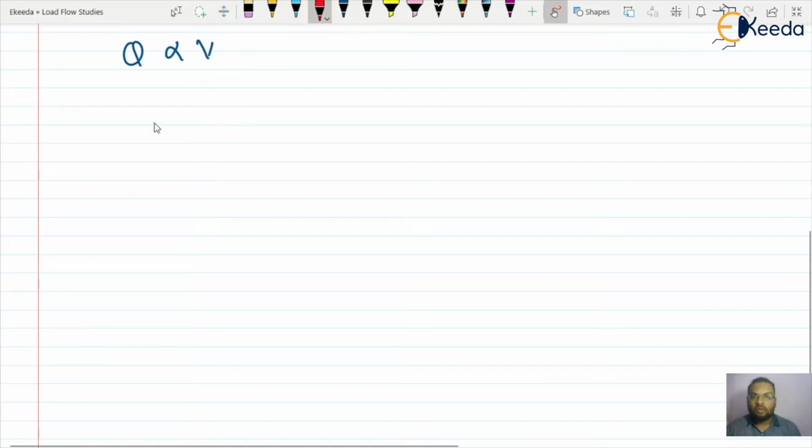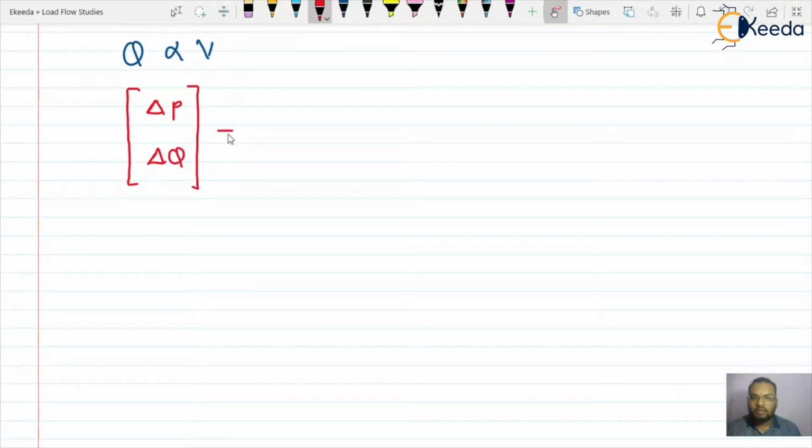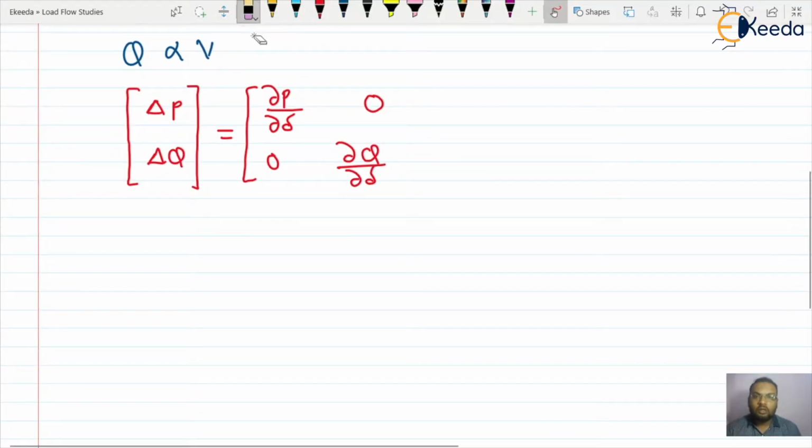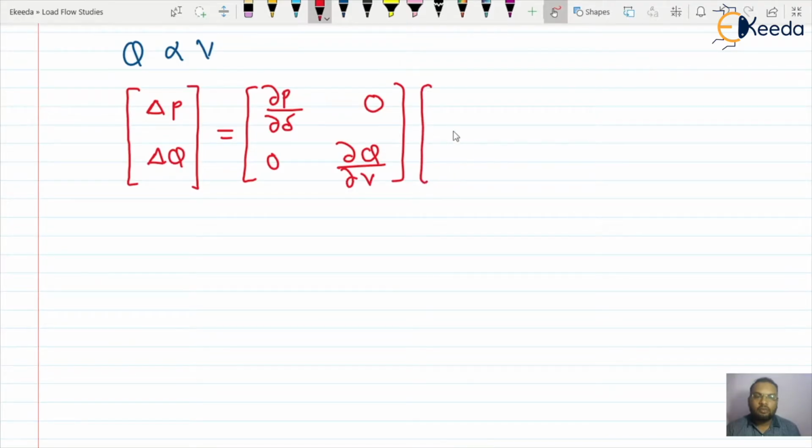See what relationship we have now: change in P, change in Q, or the specified value minus the calculated value. Here is the Jacobian term. The first term would now be the partial differentiation of the real power with respect to phase angle. The second term is 0, the next term is 0. Here, the partial differentiation of the reactive power with respect to voltage, into the correction vector.